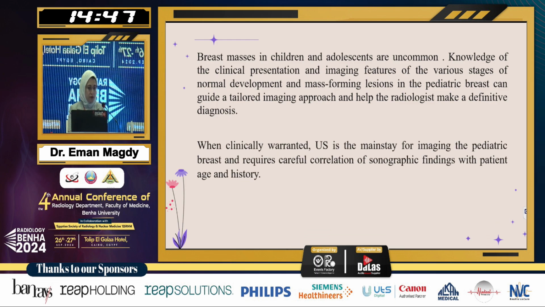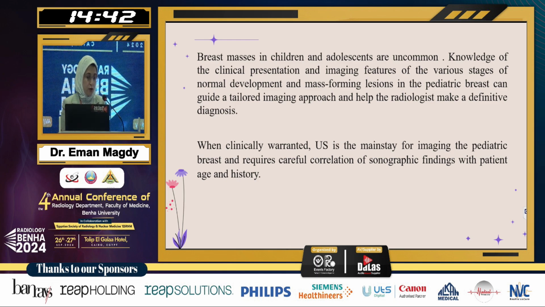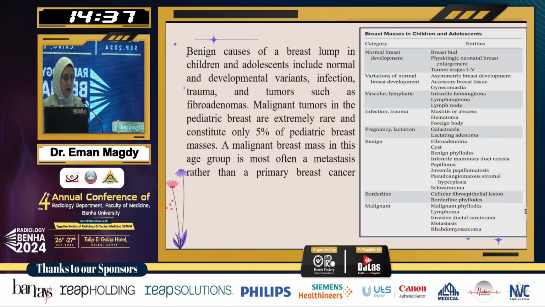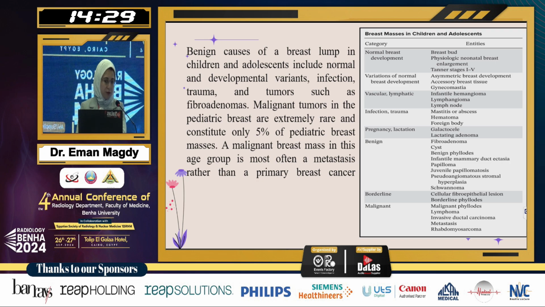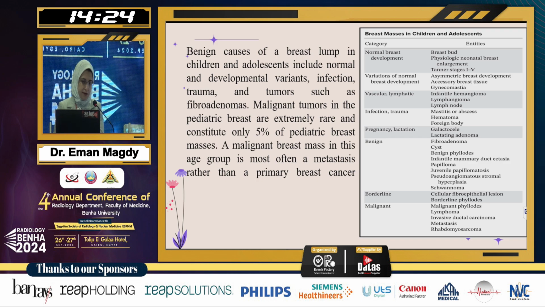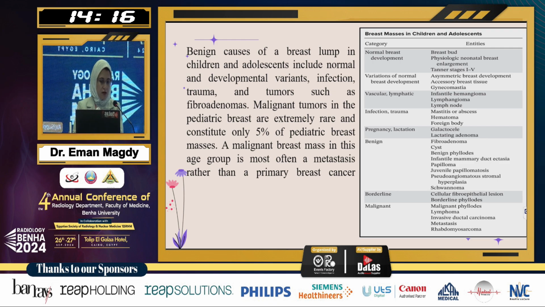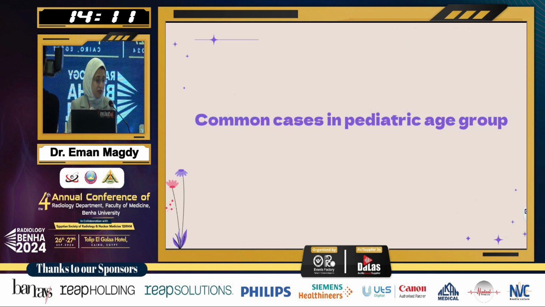When clinically warranted, ultrasound is the mainstay for imaging the pediatric breast and requires careful correlation of sonographic findings with the patient's age and history. Benign causes of breast lump in children and adolescents include normal and developmental variants, infection, trauma, and tumors such as fibroadenoma. Malignant tumors in the pediatric breast are extremely rare and constitute only 5% of pediatric breast masses. A malignant breast mass in this age group is most often a metastasis rather than a primary breast cancer. We will show some of the common cases in the pediatric age group.